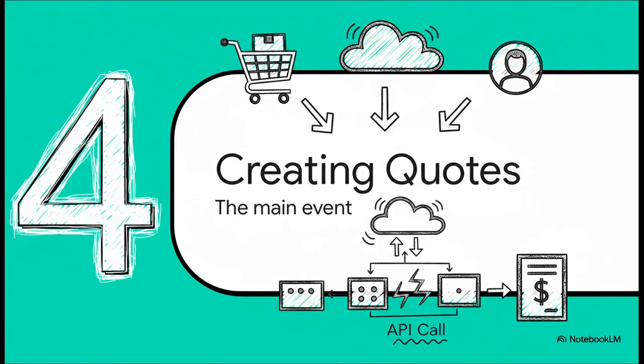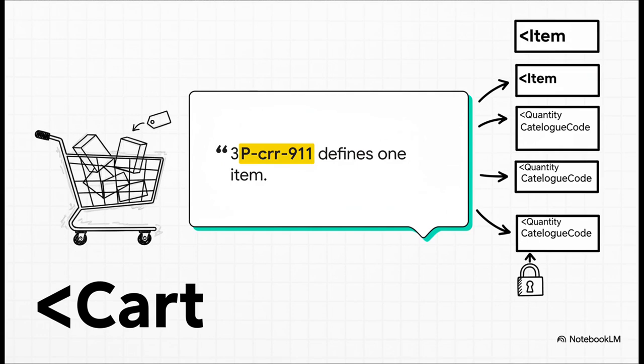And now, it's time for the main event of our tour. We've got our products, we've got our customers in the system, so let's do the thing that CPQ is all about: creating a quote completely from an API call. So to create a new quote, you're going to build an XML payload that looks a lot like this. And you can see it's actually pretty readable, right? You've got your main cart element, and then inside that, you've got a list of items. And for each item, we're just specifying a quantity and the product's part number, which is the catalog code.